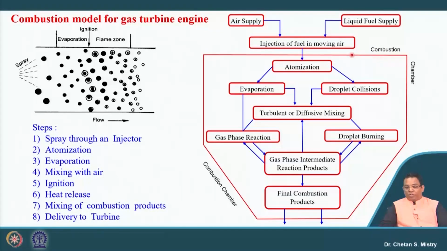So, this is a very good representation of what is happening in our combustion chamber. We have air supply and liquid fuel supply. Remember, here I say liquid fuel, but people have started using gas also. There are a lot of trials going on for using hydrogen gas as a working fluid. So, future engines may have hydrogen as a working fluid.